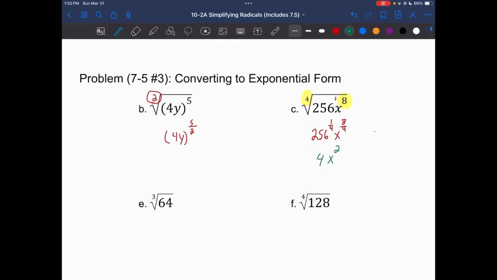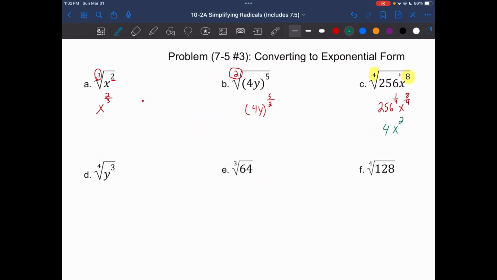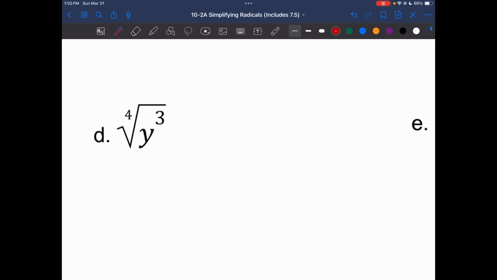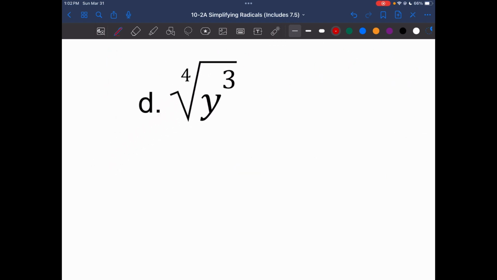All right. I want you guys to simplify letters D, E, and F, and I actually would like you to do the math to simplify. Okay, so do the math to simplify. All right, letter D, we're going to just rewrite this as y to the 3/4 power. Your index is your denominator, your exponent is your numerator.